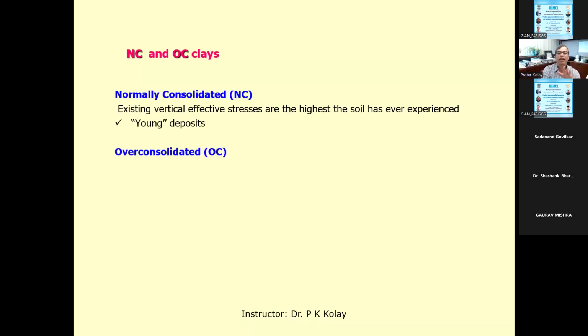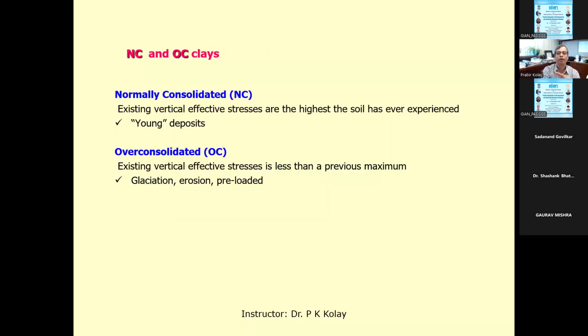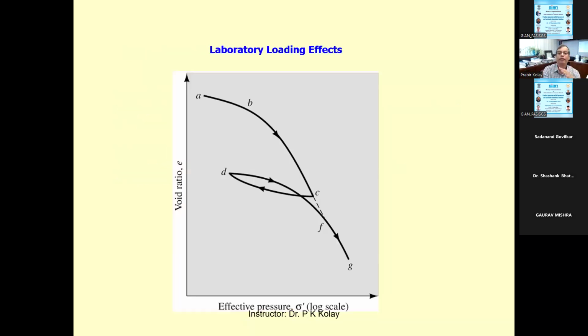When you talk about the consolidation of clay, you need to know what is normally consolidated clay and what is over-consolidated clay. Normally consolidated clay is soil that has never experienced stress more than the current stress. Over-consolidated clay is soil that has already experienced stress more than the current stress. The behavior will be different, and the settlement equation will also be different. So this is an e-log p graph: loading, then unloading, and then again reloading. This is how it looks.